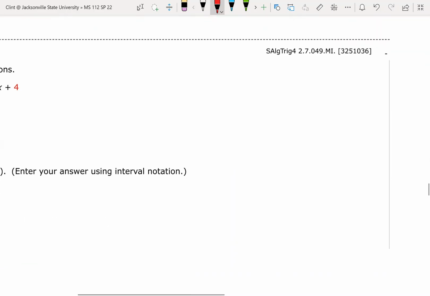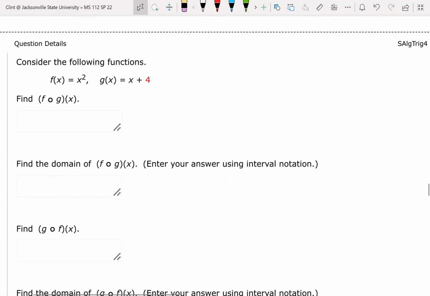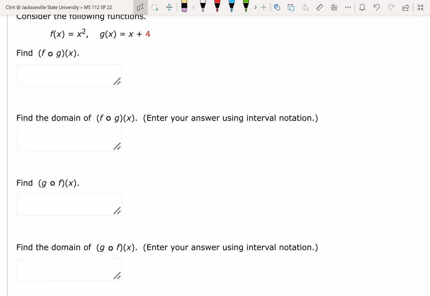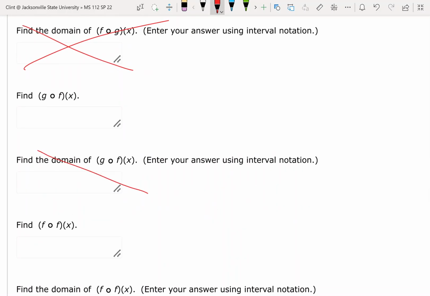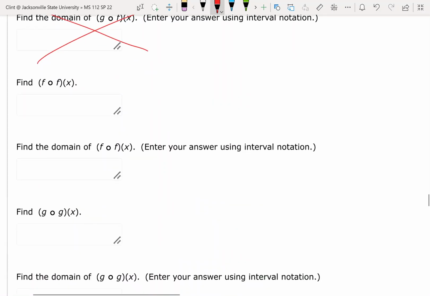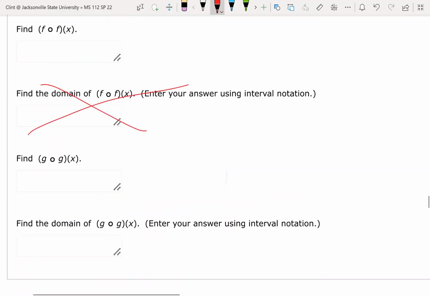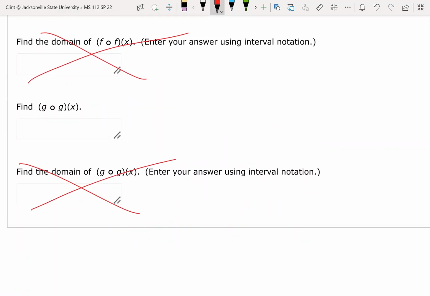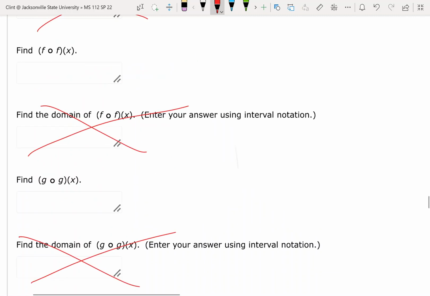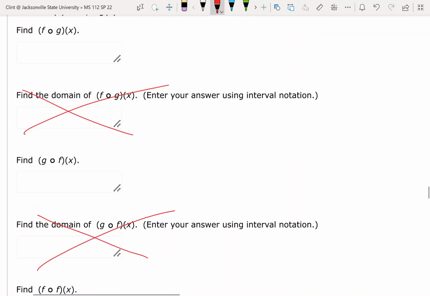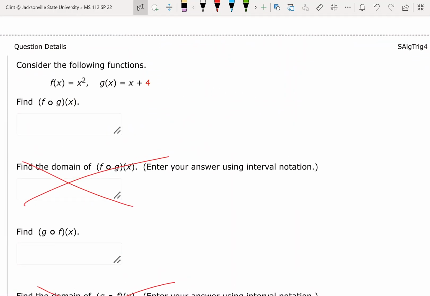Number 12 is another one with a bunch of parts. So we're doing composition again. Don't worry about domain on any of these. We didn't even talk about how to find domain with composition. I didn't have a good question I could assign you that didn't have that on there. So the open circle means one function goes inside of the other function.